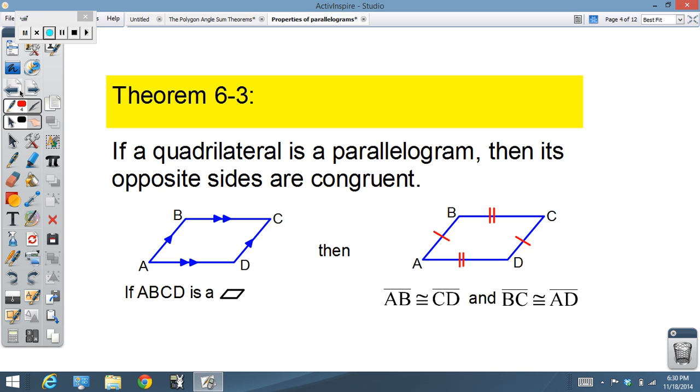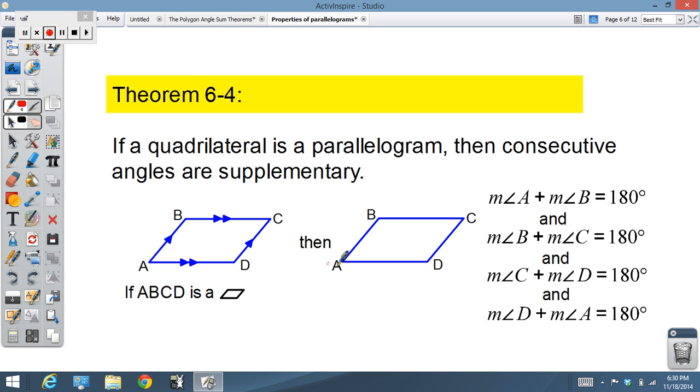So theorem 6.3, just to summarize, if it's a parallelogram, opposite sides are congruent. Theorem 6.4, if it's a parallelogram, then consecutive angles have to be supplementary. A plus B are consecutive, they add up to 180. Same with B plus C, have to add up to 180. Same with any other pair of consecutive angles. C and D add up to 180, so do A and D.